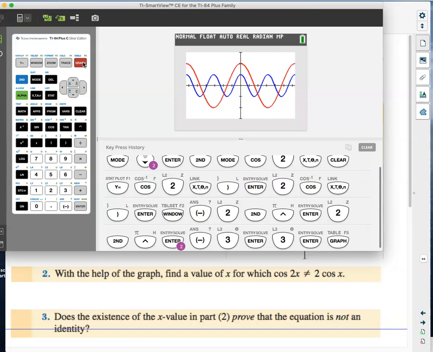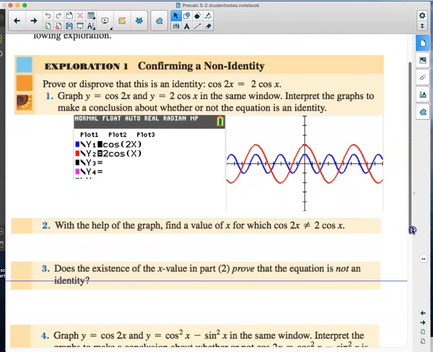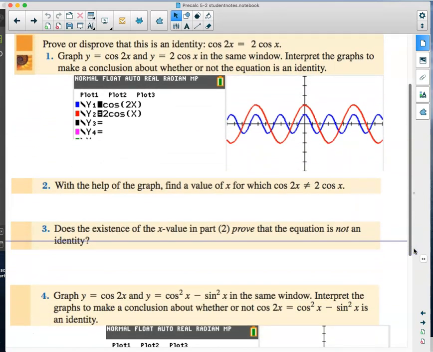And obviously, they are not the same, so this would not be something that we can prove. This is not going to be an identity. What you do to show a counterexample is just find one spot where things are not the same. Well, we have plenty of spots on this one where things are not the same. So with the help of the graph, find a value for x for which the cosine of 2x does not equal 2 cosine of x. I'm always going to shoot for the easiest spot, and there it is at 0, right there.